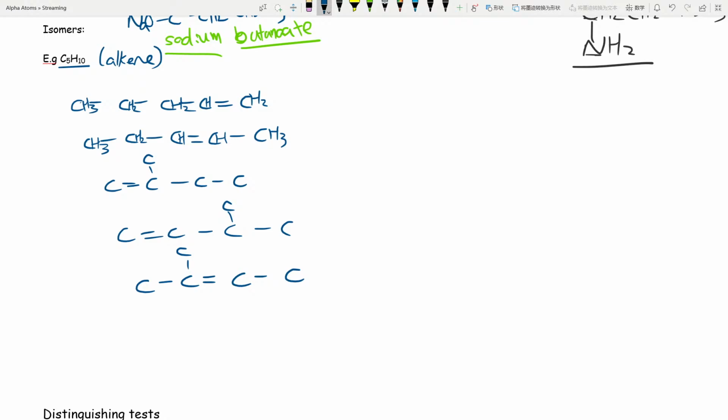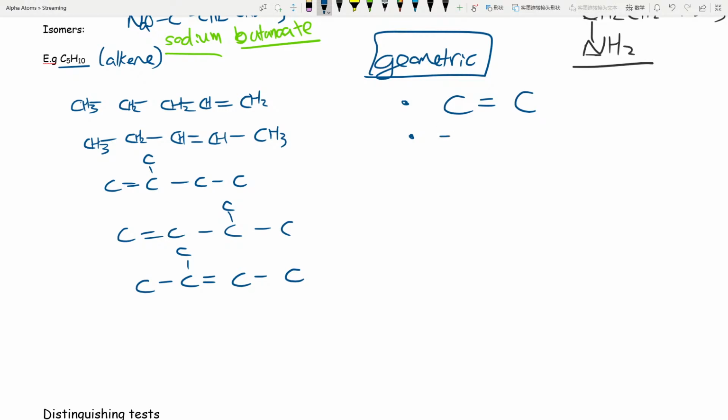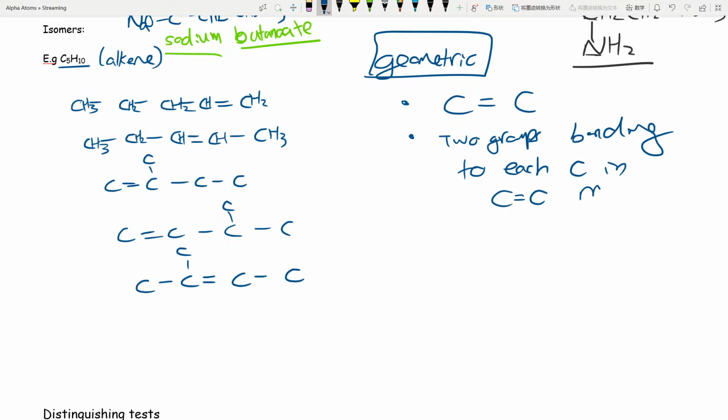The next part is quite important: how do you get geometric isomers? Geometric isomers are your cis and trans isomers. There are 2 conditions you must have. First, you have to have a C=C double bond, which prevents rotation around it. The second thing is that the two groups bonding to each carbon in the C=C double bond must be different. So that means straight away this one can't have geometric isomers.